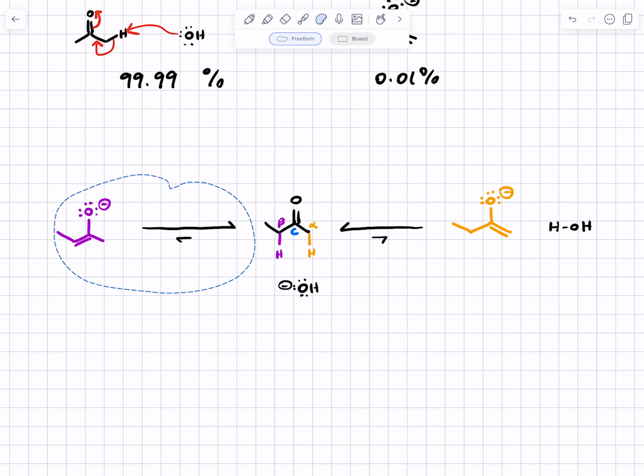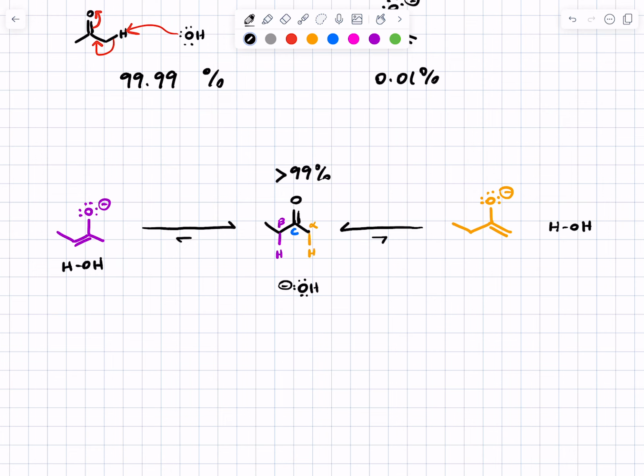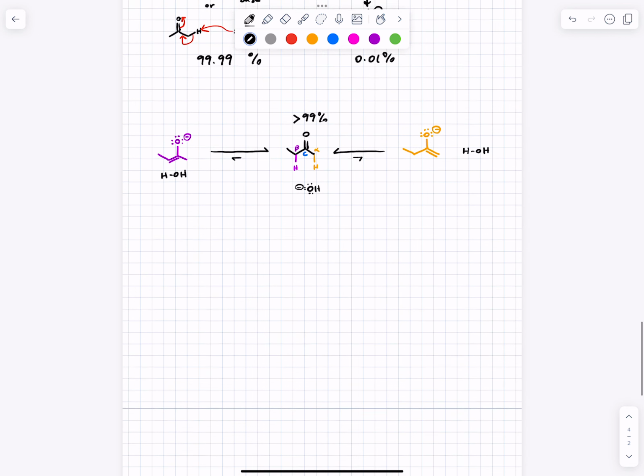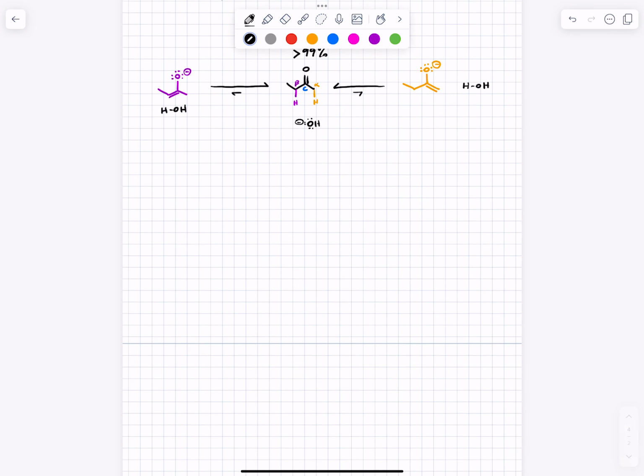So I got 2 possible ways this reaction could proceed. In both cases, greater than 99% of my material is going to be in the starting material, and I'm only going to ever form a small amount of enolate. Let me show you what this does for us in terms of an energy diagram. So here is your starting material.